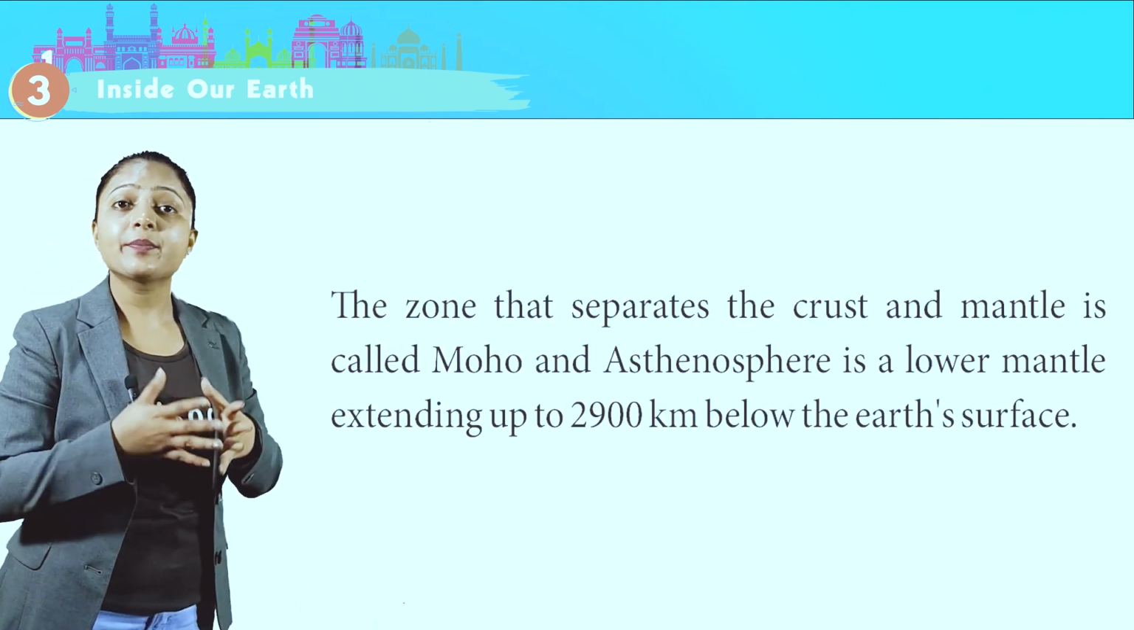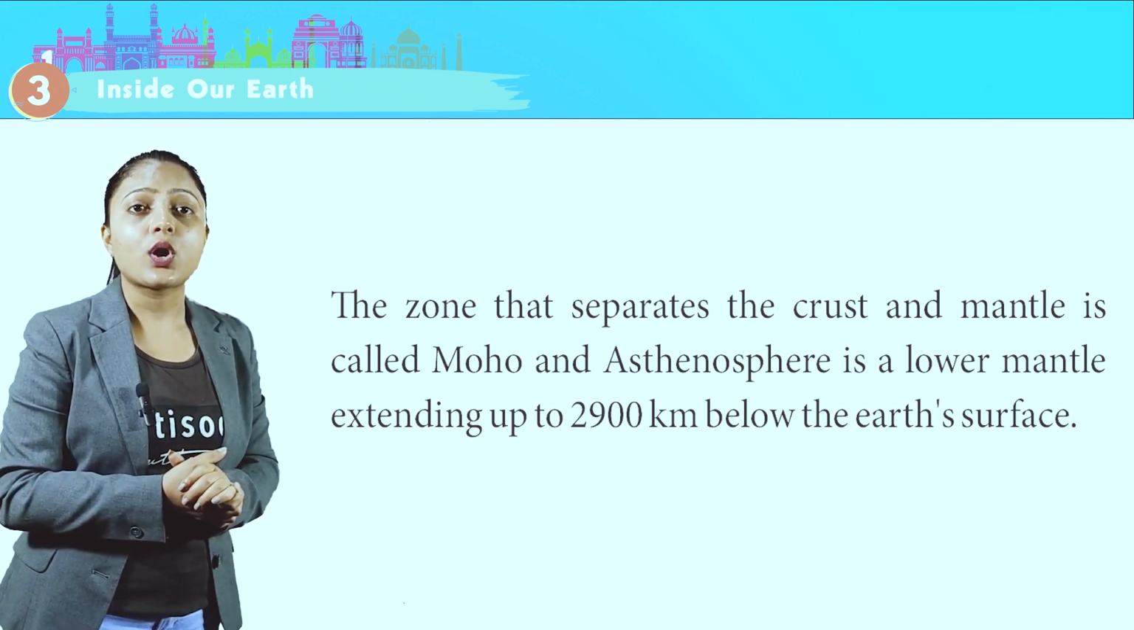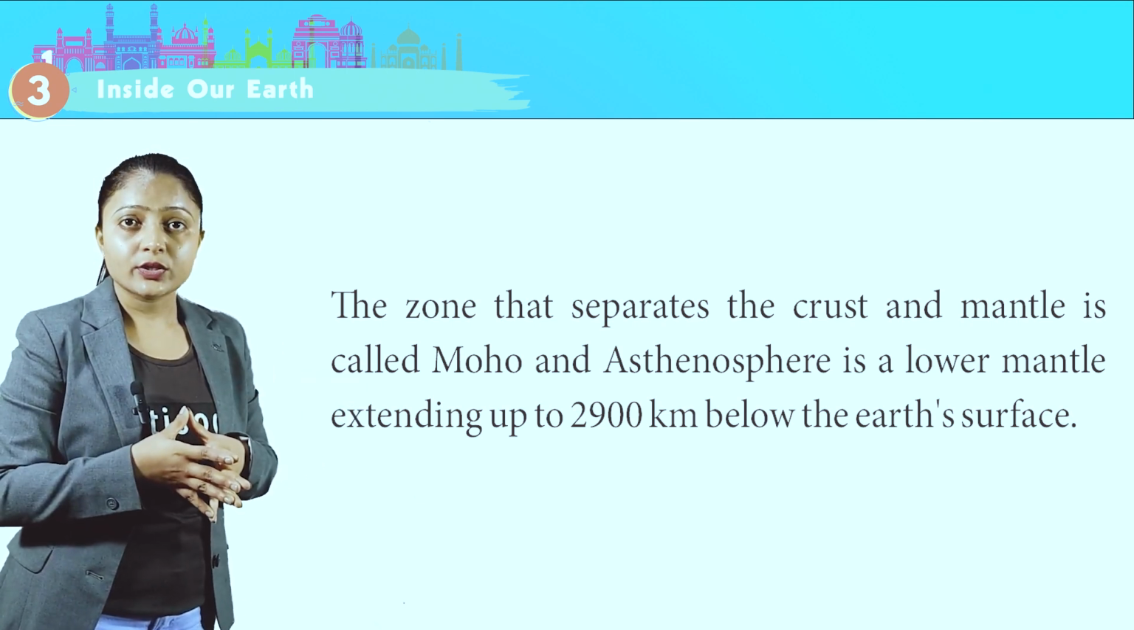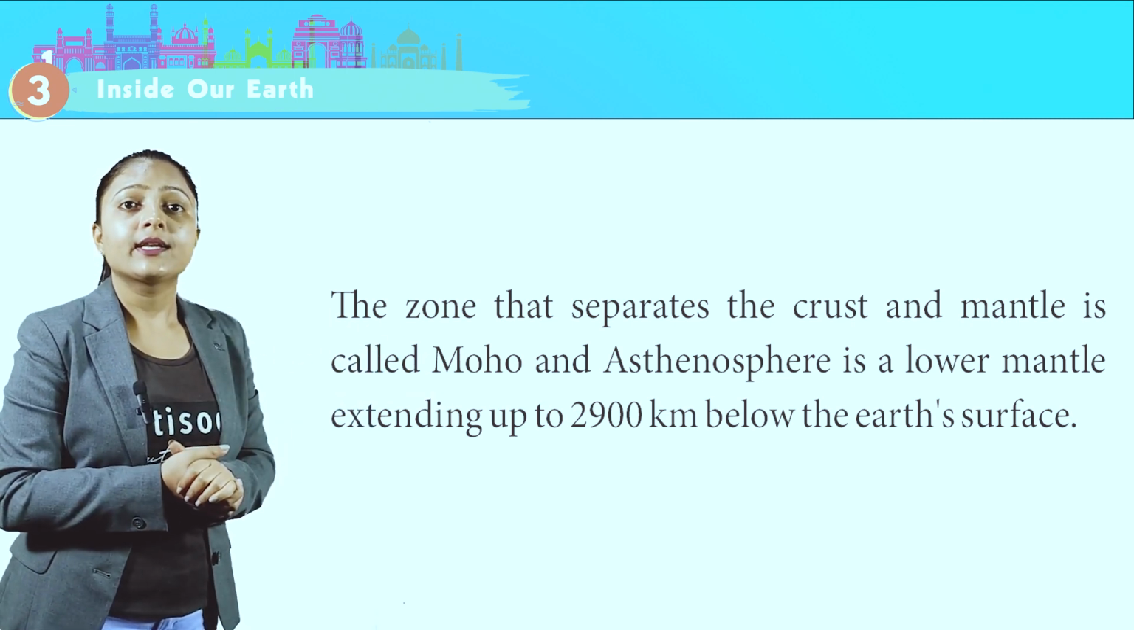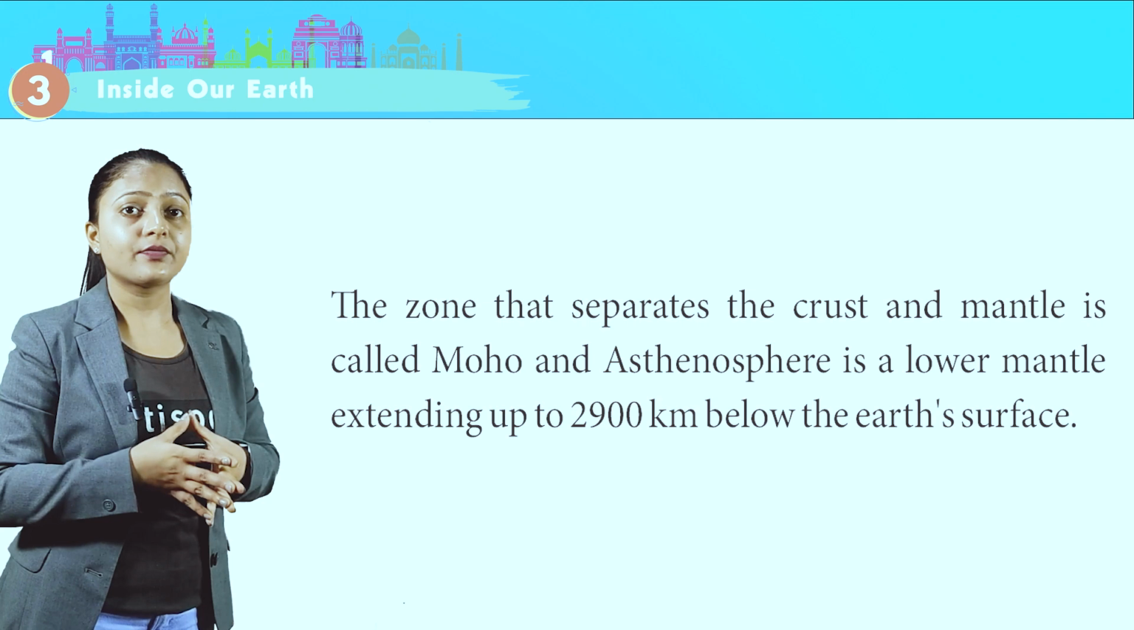The zone that separates the crust and mantle is called Moho. The asthenosphere is in the upper mantle, extending up to 2,900 km below the Earth's surface.